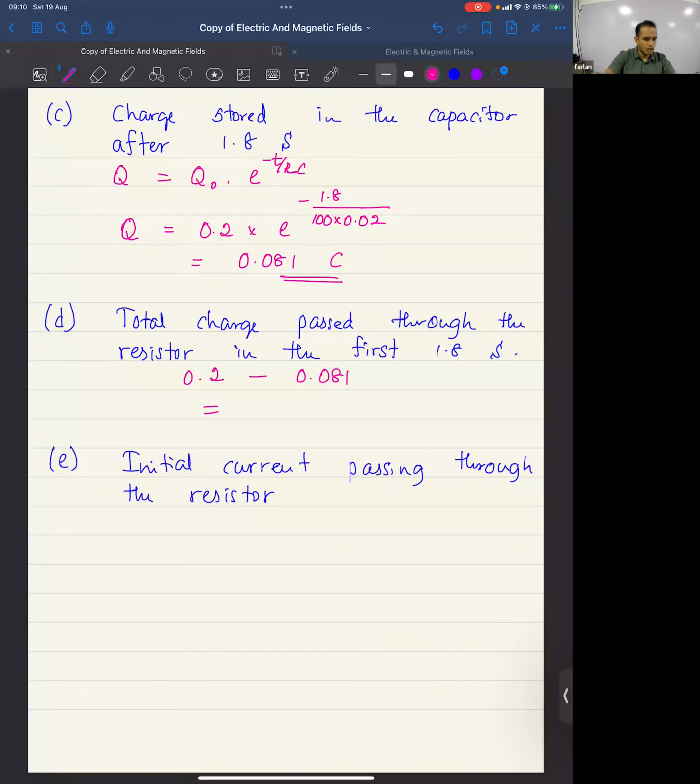Initially, there is 200 millicoulombs, 0.2 coulombs. After 1.8 seconds, the charge remaining in the capacitor is 0.081 coulombs. So during that 1.8 seconds, what is the charge released by the capacitor? That is the question, right? Total charge passed through the resistor in the first 1.8 seconds. Indirectly they are asking how much charge the capacitor has released in the first 1.8 seconds, which is going to be the difference between the two values, 0.2 minus 0.081. That is 0.119.